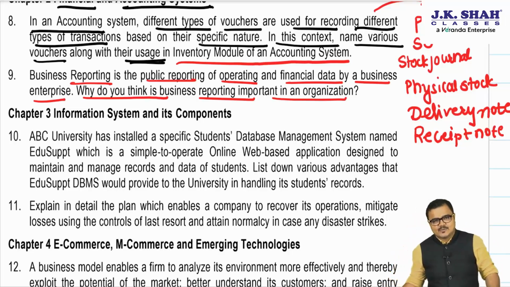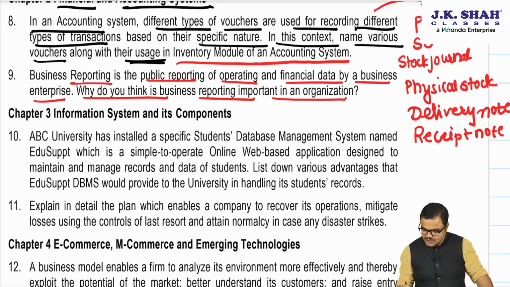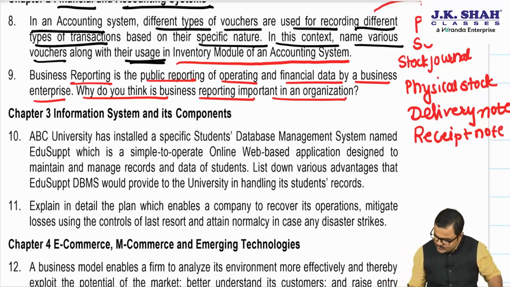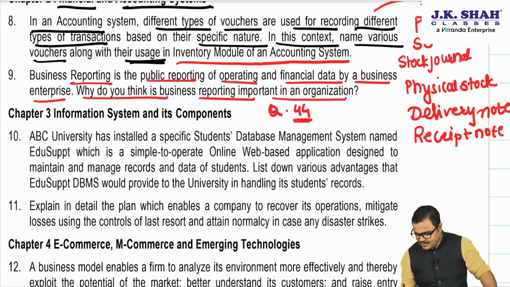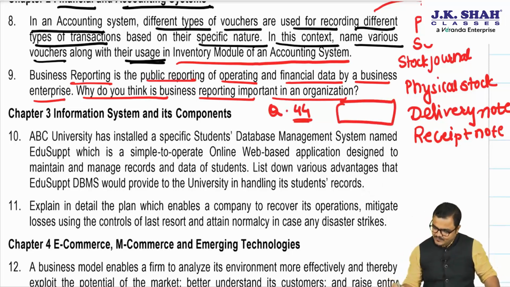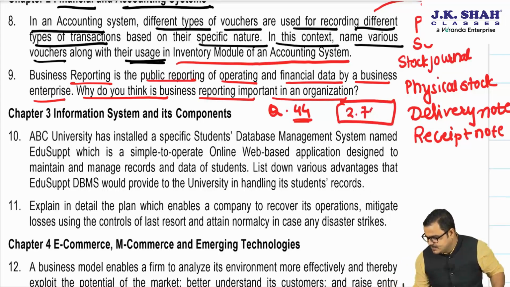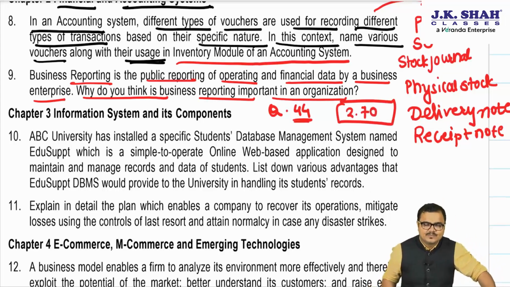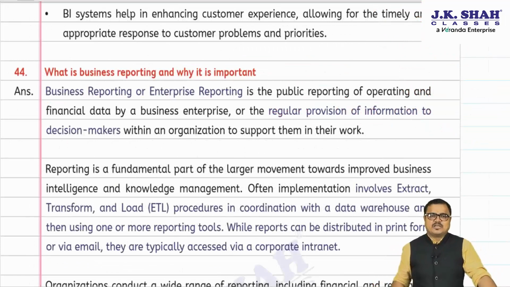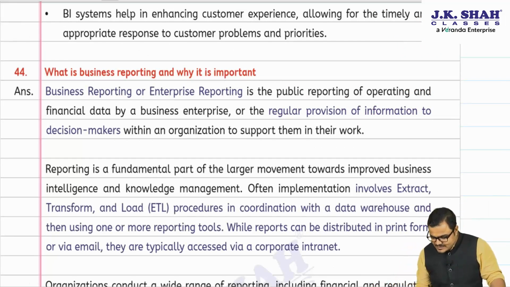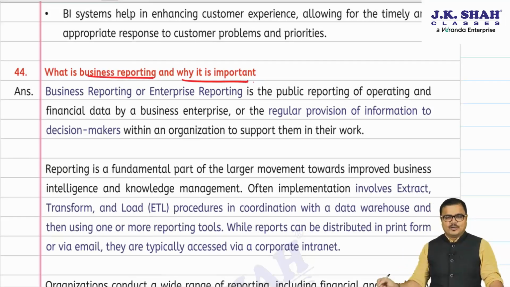So let us discuss this question now. This question is given in our JKSC as question number 44, and in the ICAI module it is on page number 2.70. Here is the question in front of you from chapter number 2, question number 44: What is business reporting and why is it important?